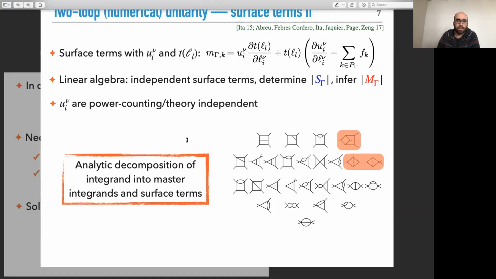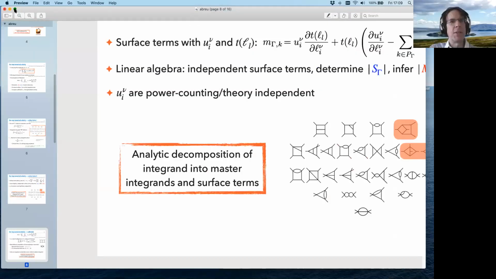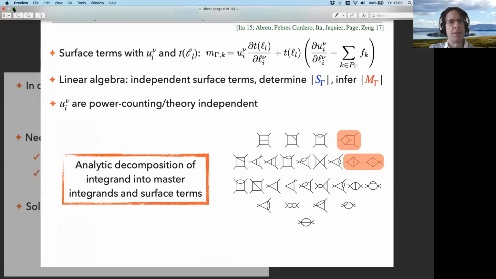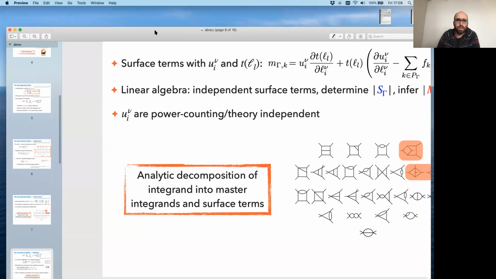Oh, can you see my screen? It's bouncing around somehow, but go ahead. Okay. It's also bouncing. Let me just try to close it and start again, maybe.